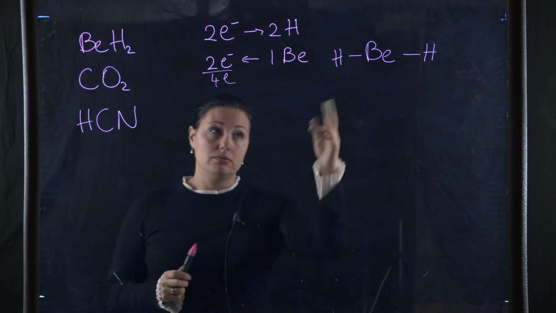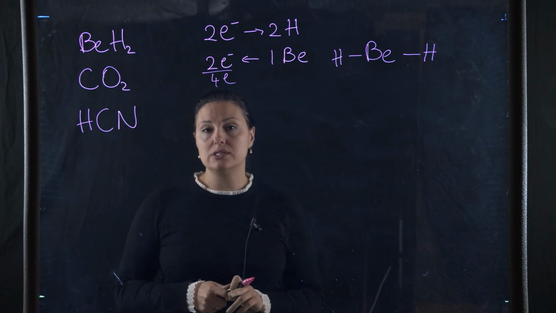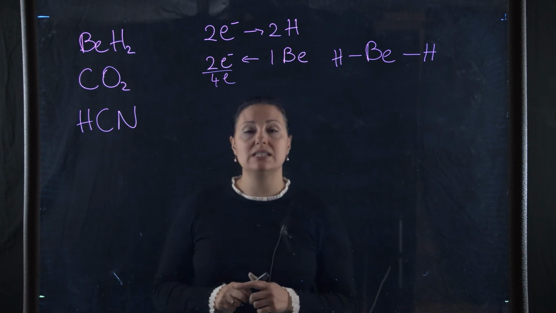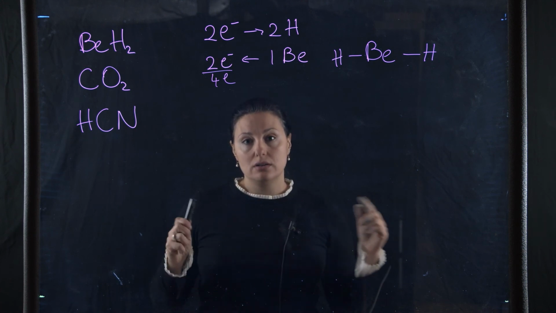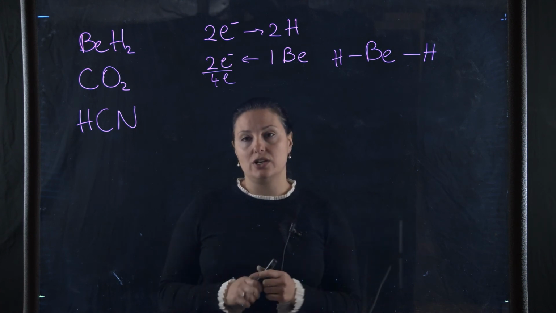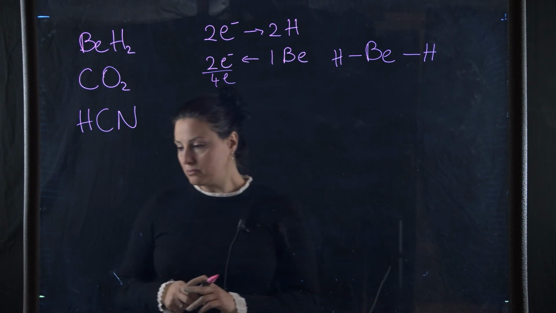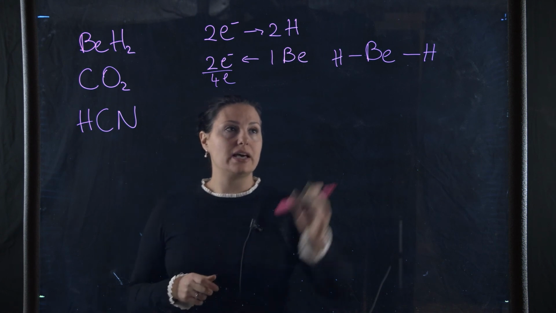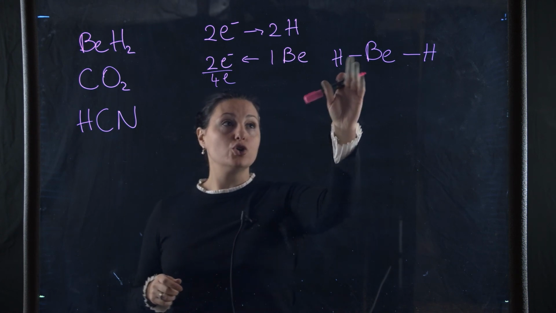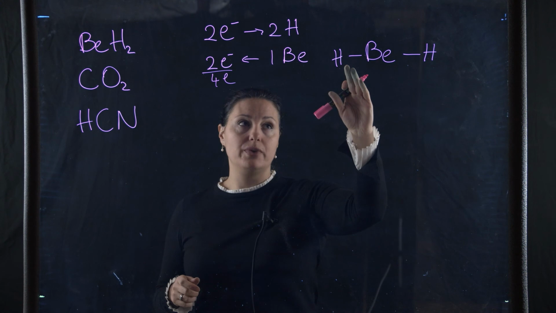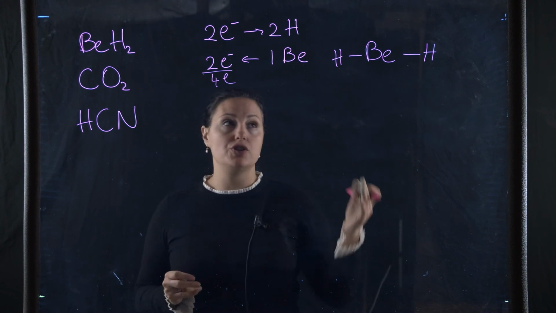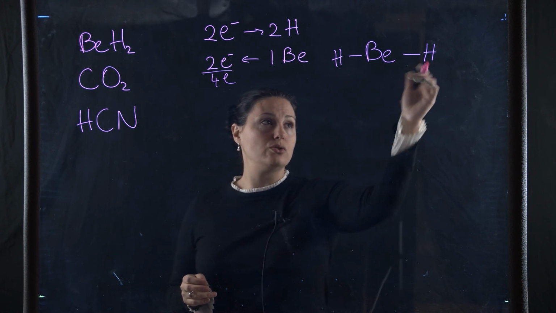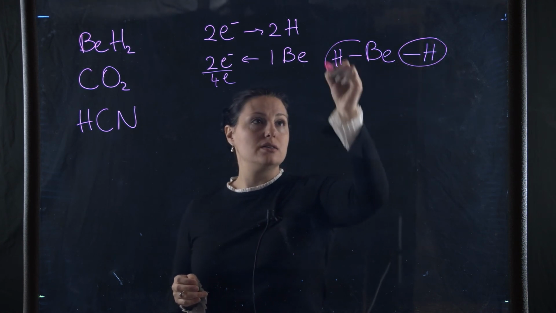Now, this is one of those exceptions to the octet rule. Beryllium doesn't need to have more than those electrons. So the way this works is I look at the groups around the central atom, and that determines the electron geometry. The groups around the central atom are 2, right? This is 1, this is 2.